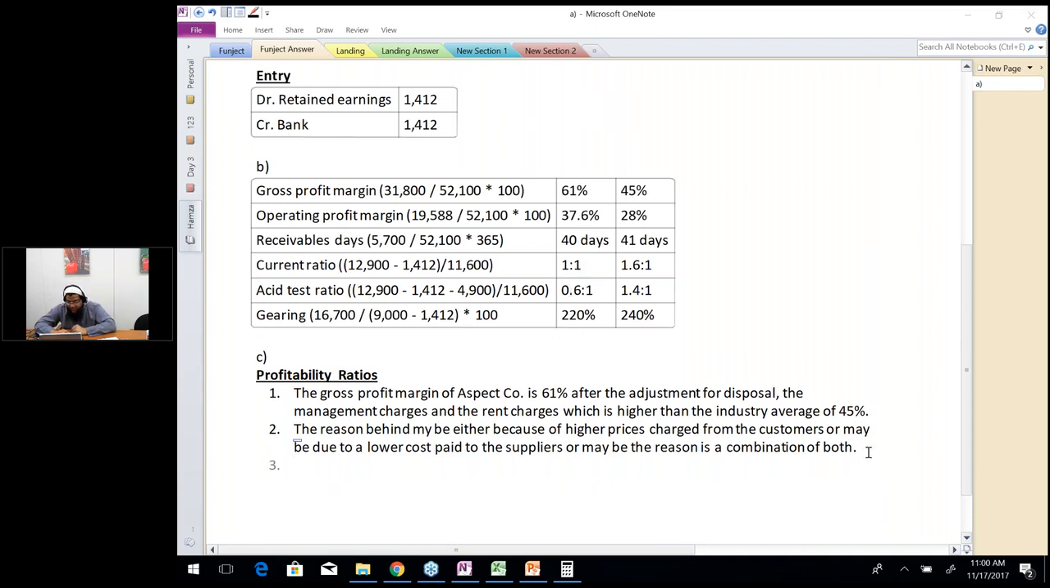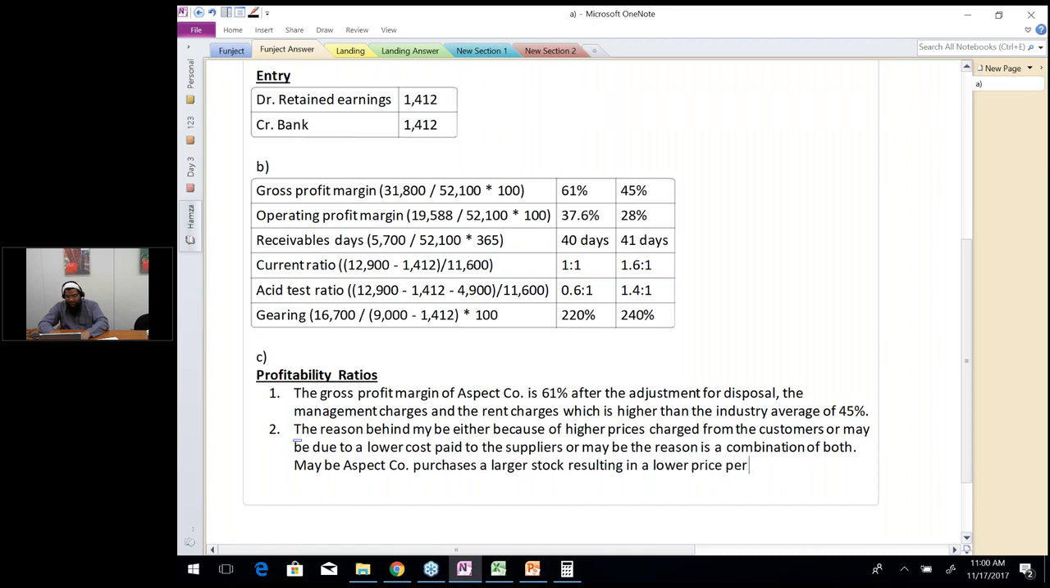Yes, Yumna, maybe they have purchased in bulk so that they are getting a bulk discount. No, Simran, these are not always the fixed reasons. You have to identify from the question. So we can even write Yumna's comment that maybe Aspect company purchases a larger stock, resulting in a lower price per unit. So yes, Yumna, we can say that. Simran, you can always use these reasons, but you have to be relevant in the exam, as I'm going to prove this point of the larger stock in the later points as well.